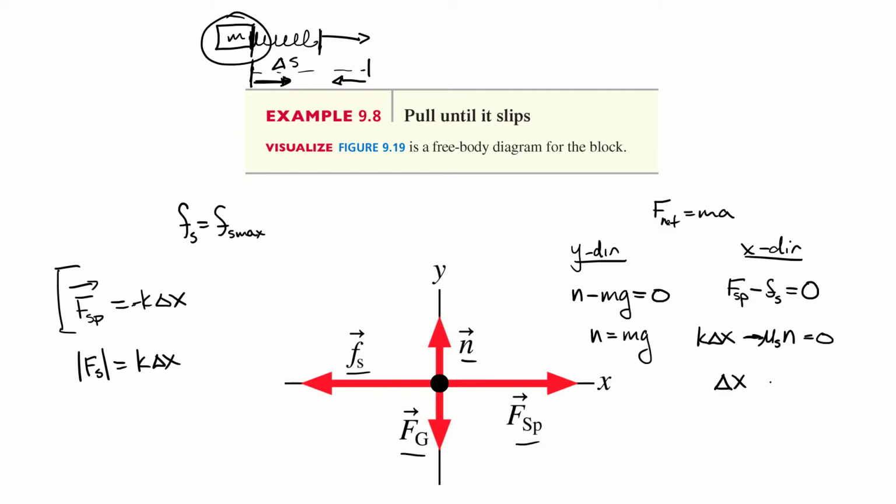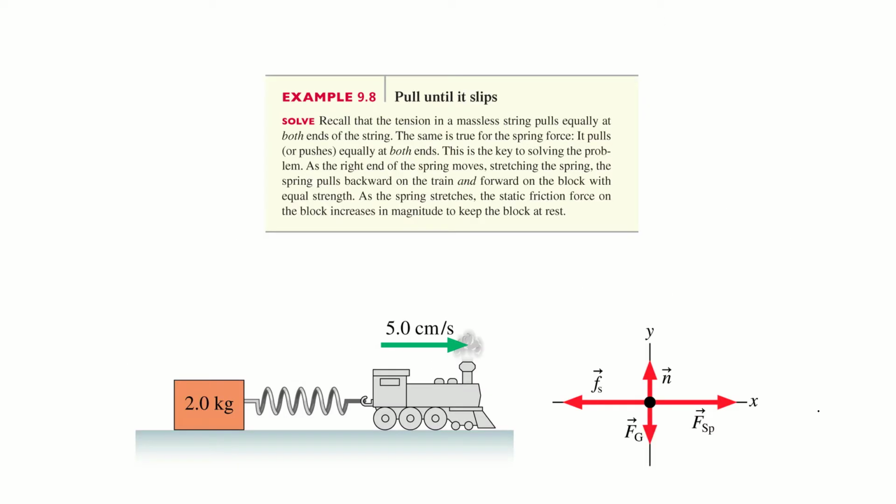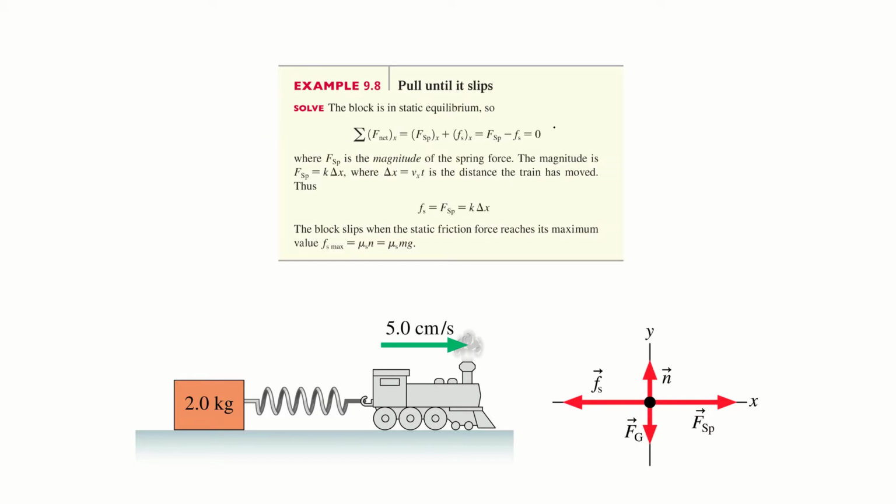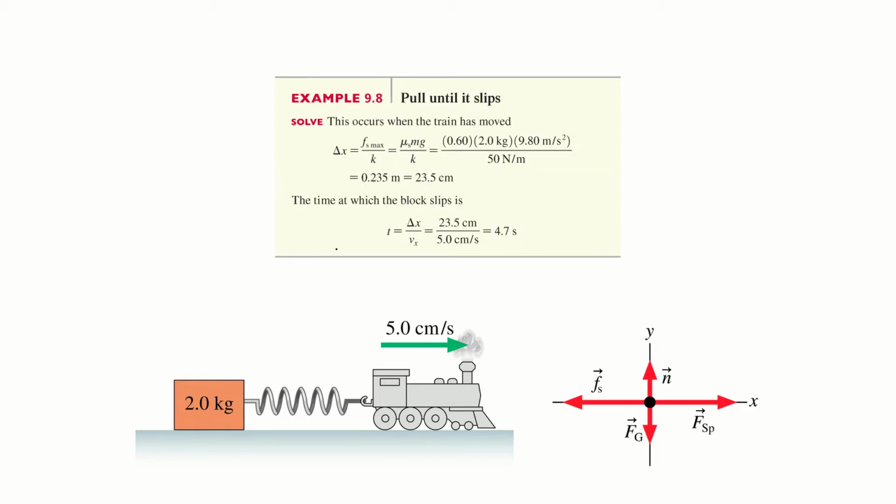But anyway, so we have this situation, and we can use this to figure out what delta X is. So we know that that block will start to slide when the spring is stretched, i.e. the train has moved, some delta X equal to mu S times the normal force over the spring constant K. When we go through that whole calculation, we end up with this delta X is equal to 23.5 centimeters. Now I'm going really quickly through this. This is written out in the textbook as example 9.8. So if you need to revisit it, you can go through there.